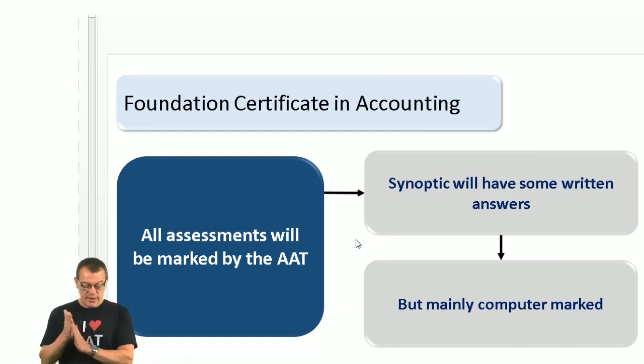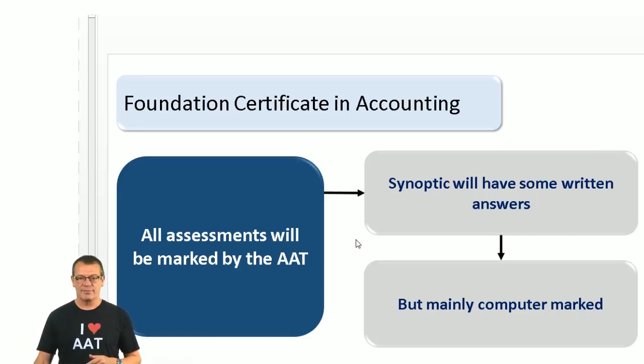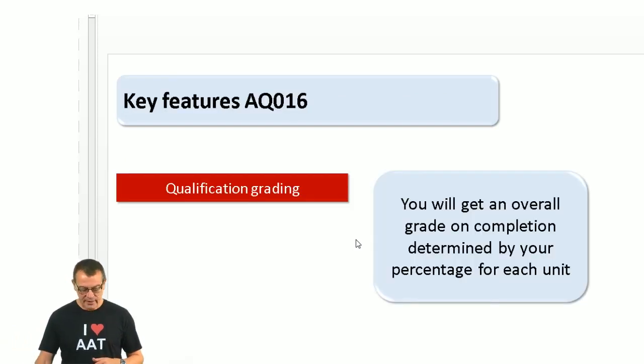So, to recap, all assessments are marked by the AAT. We all know that. Some are computer marked, some human marked, some a mixture of both, mainly computer marked. Key features, qualification grading.